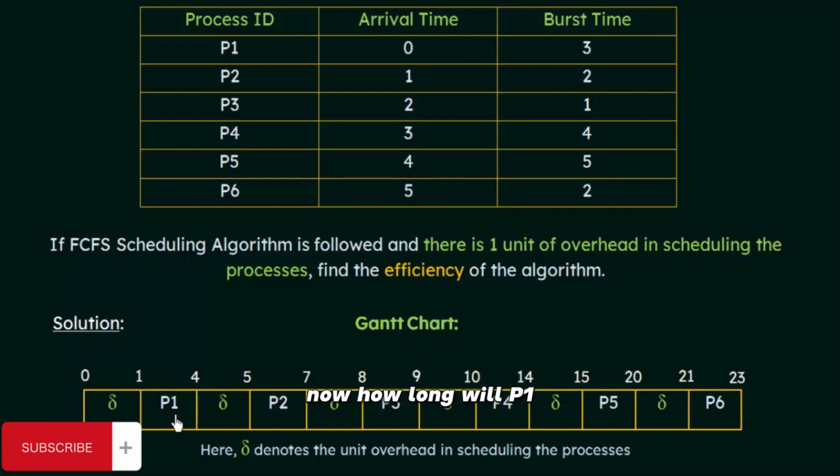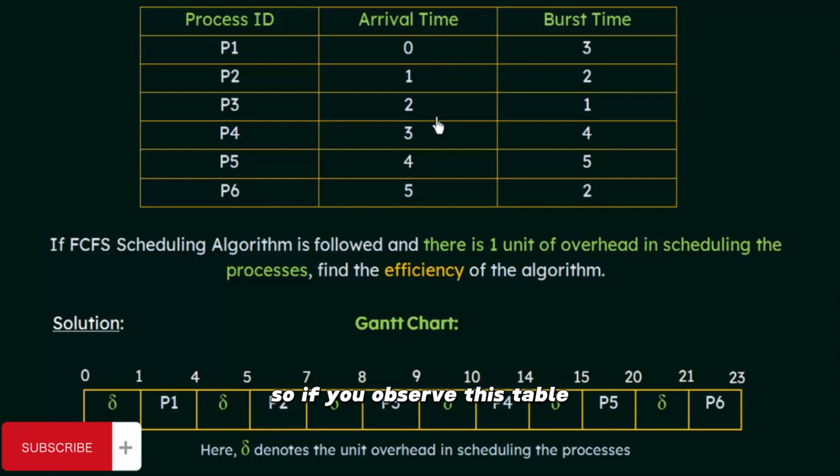Now how long will P1 use the CPU? We have to check the burst time. For P1, what is it? It is 3 units of time. So P1 will use the CPU for 3 units of time. So 1 plus 3 gives us 4. So the completion time of P1 is 4 units of time. Now again, if we look at the table here, we see that P2 arrives at 1. At time 1, so P2 should be the next one.